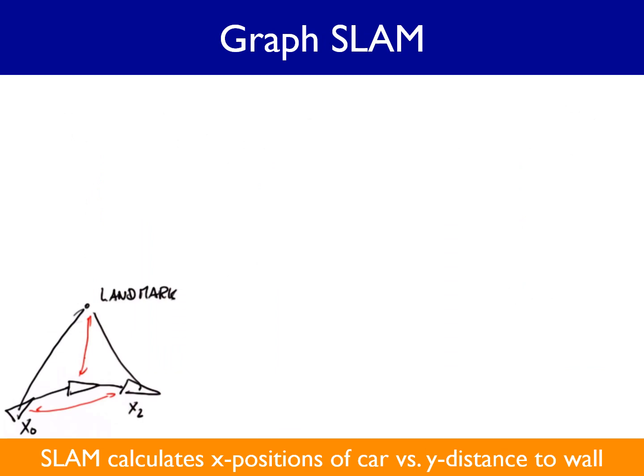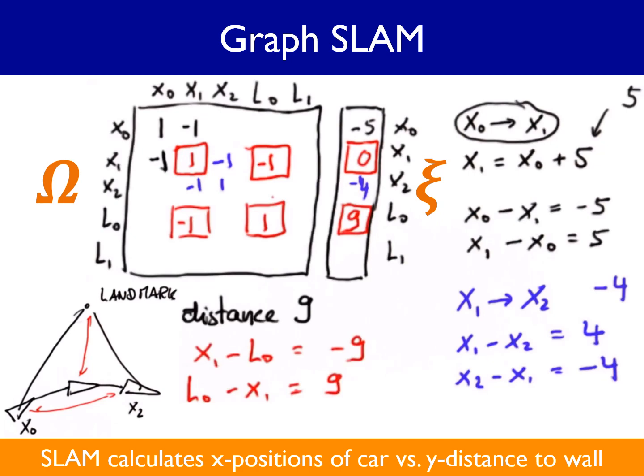The robot converts the inaccurate series of x distances it's traveled down the track into a series of accurate positions using the GraphSLAM algorithm. It builds an omega matrix and a Xi vector that looks something like this using math that I'm not going to get into.